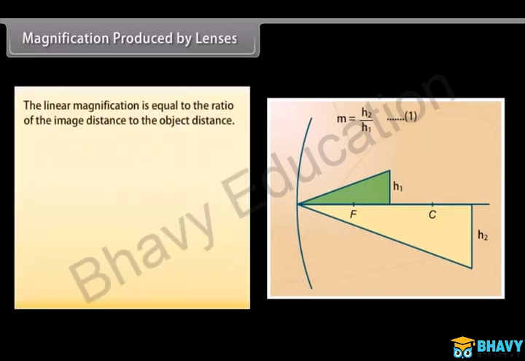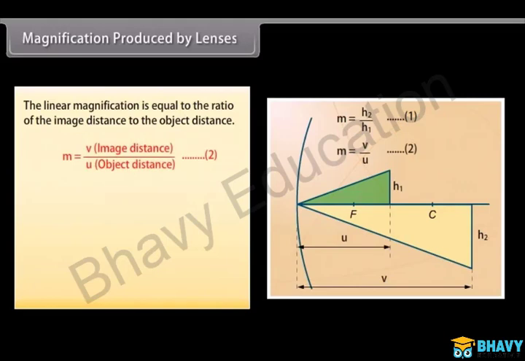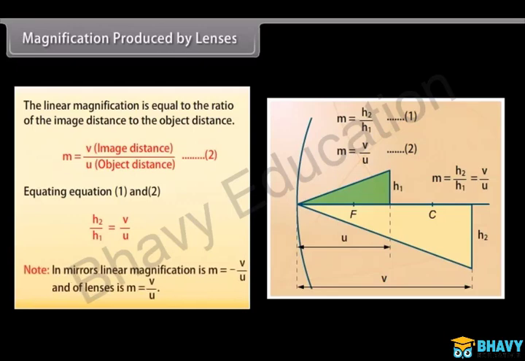The linear magnification is equal to the ratio of the image distance to the object distance. m = v/u, image distance upon object distance, which is equation 2. Equating equation 1 and 2, h2/h1 = v/u. Note, in mirrors, linear magnification is m = -v/u, and of lenses is m = v/u.